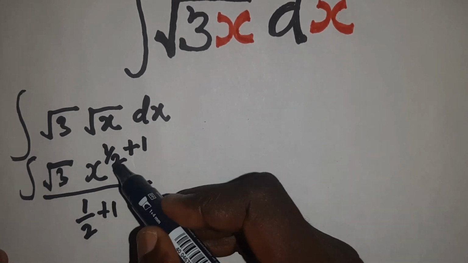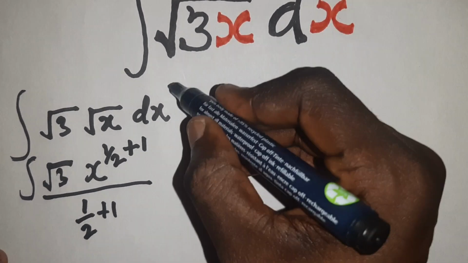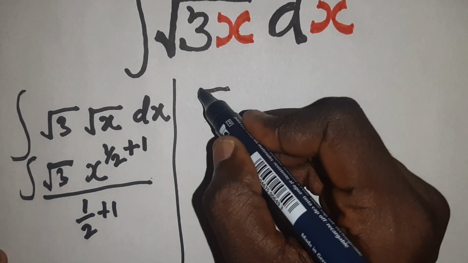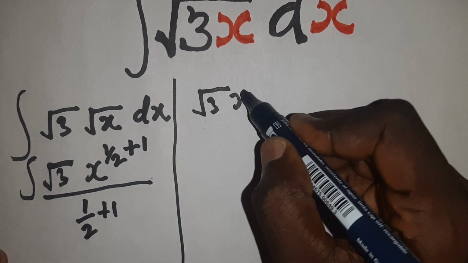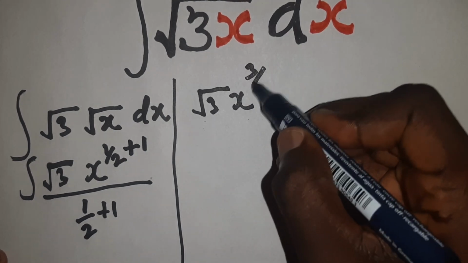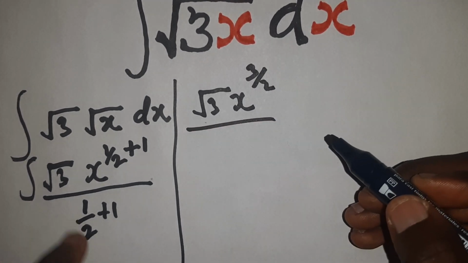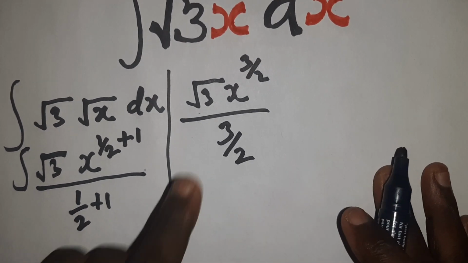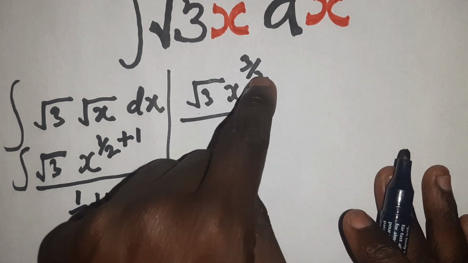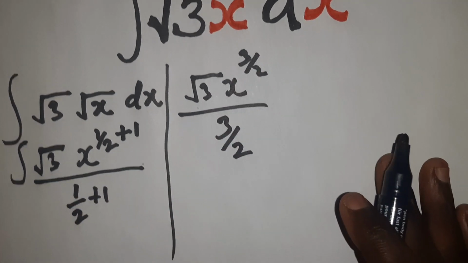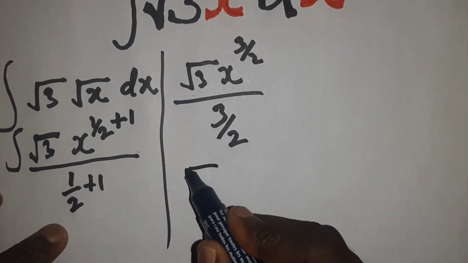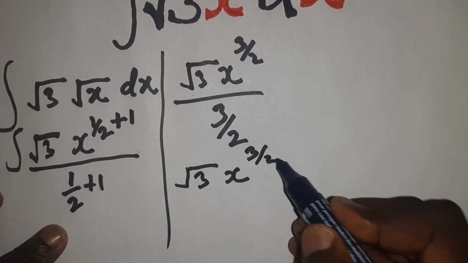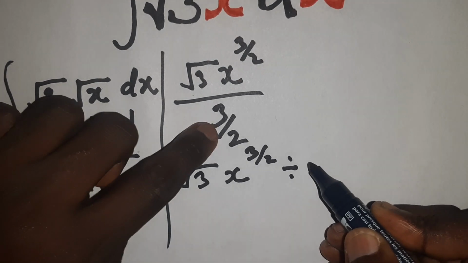And of course, 1 over 2 plus 1 is what? 3 over 2. So we end up having root 3 x 3 over 2 over 1 over 2 plus 1 is still 3 over 2. So we now have root 3x raised to the power 3 over 2 divided by 3 over 2. We can write that one out. So we have root 3 x raised to the power 3 over 2 divided by this 3 over 2.